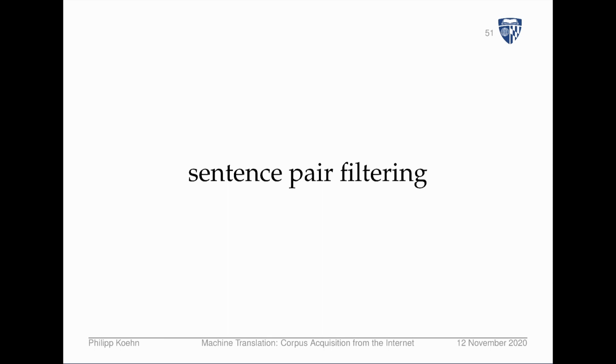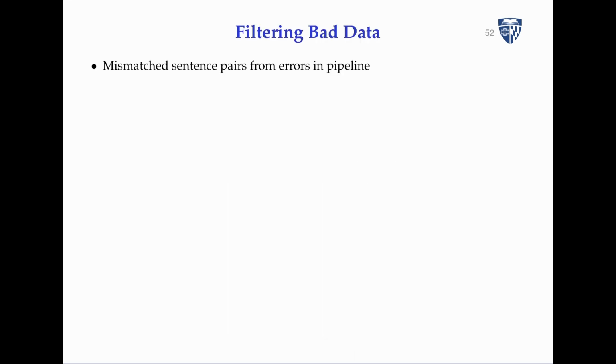Let's go to the final step in this pipeline, which is sentence pair filtering. We found websites, we aligned documents, we aligned sentence pairs in documents. We might have made mistakes all along the way. So at the end we have a big parallel corpus, which might be very, very noisy. Maybe the website didn't even have any parallel content at all, and we still went ahead and aligned documents nevertheless. So we have to filter out bad data.